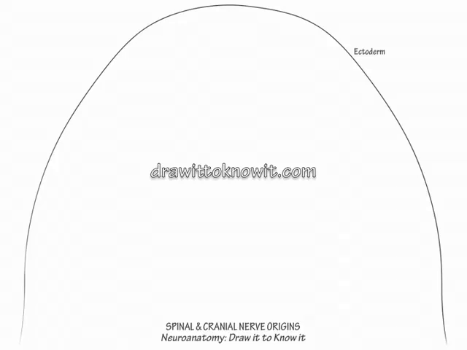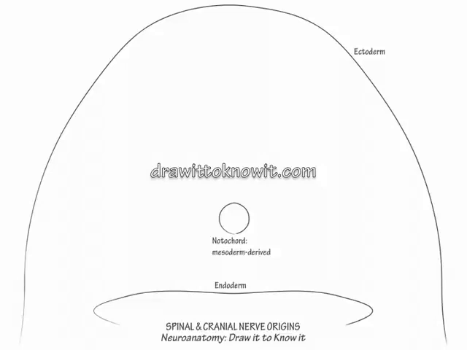Then draw the endoderm at the bottom of the diagram. It comprises most of the ventral half of the embryo, and it forms the gut and respiratory contents of the developing embryo. Next, draw the notochord and indicate that it is mesoderm derived. We have thus established the three main layers of the trilaminar developing embryo: the ectoderm, mesoderm, and endoderm.